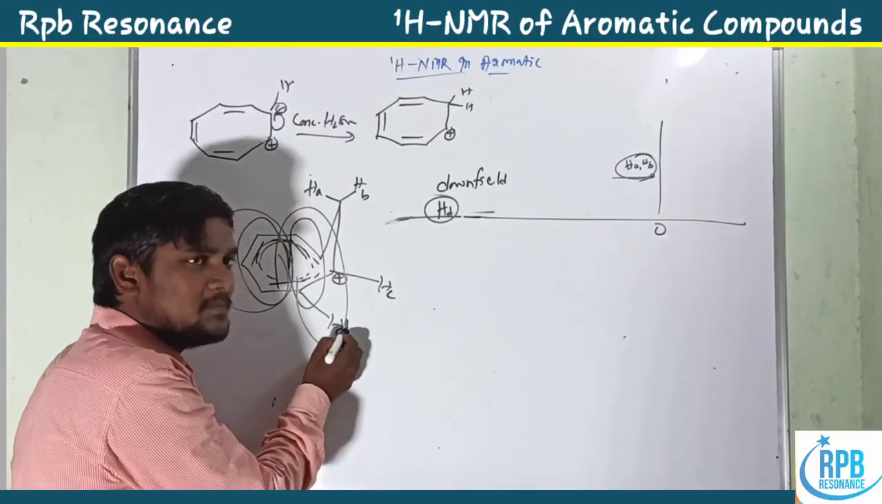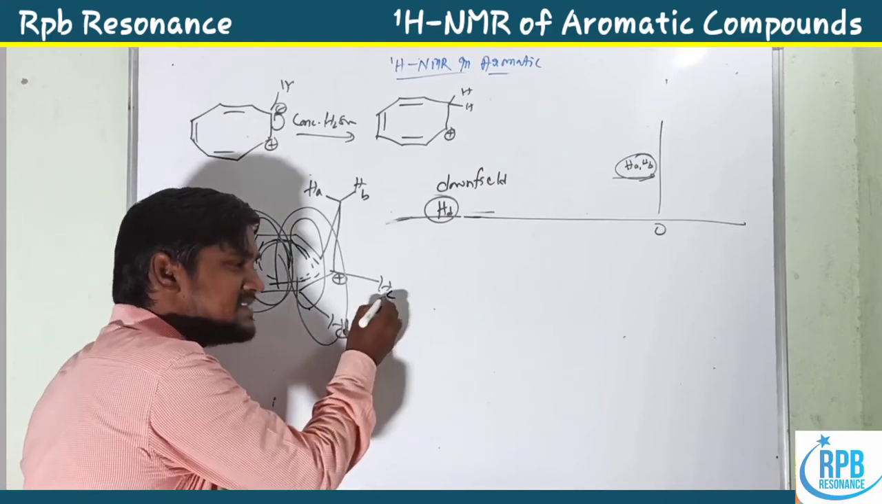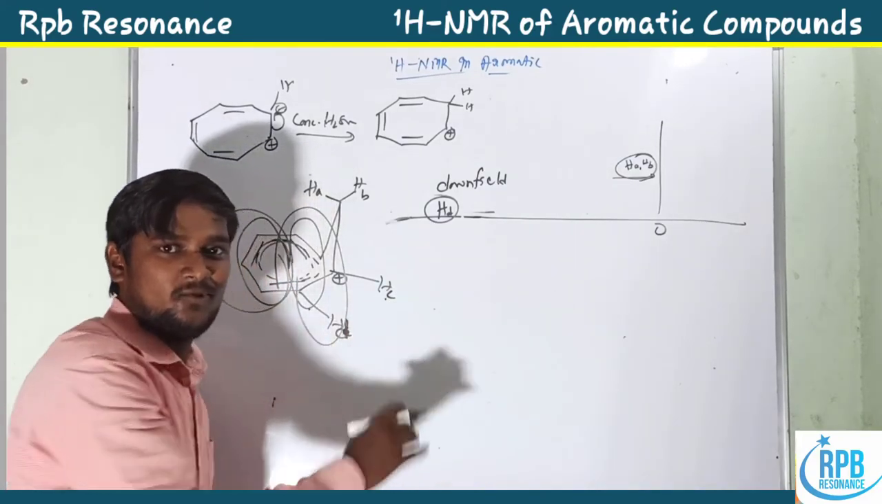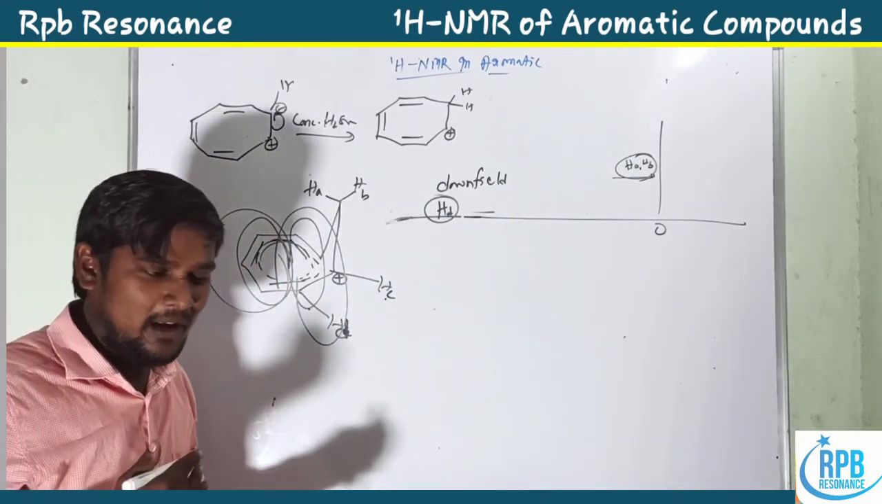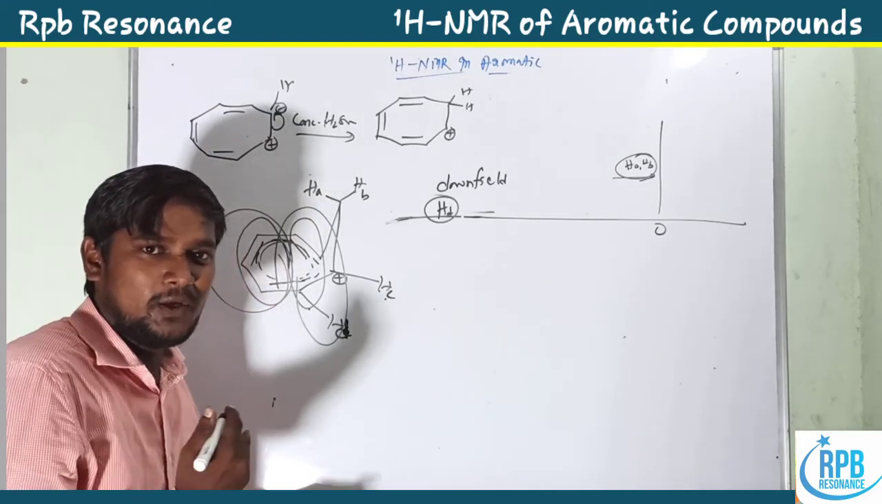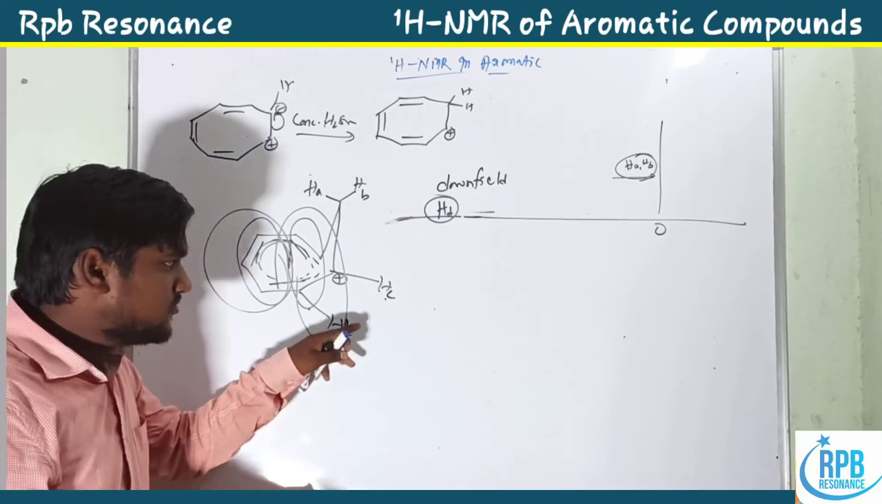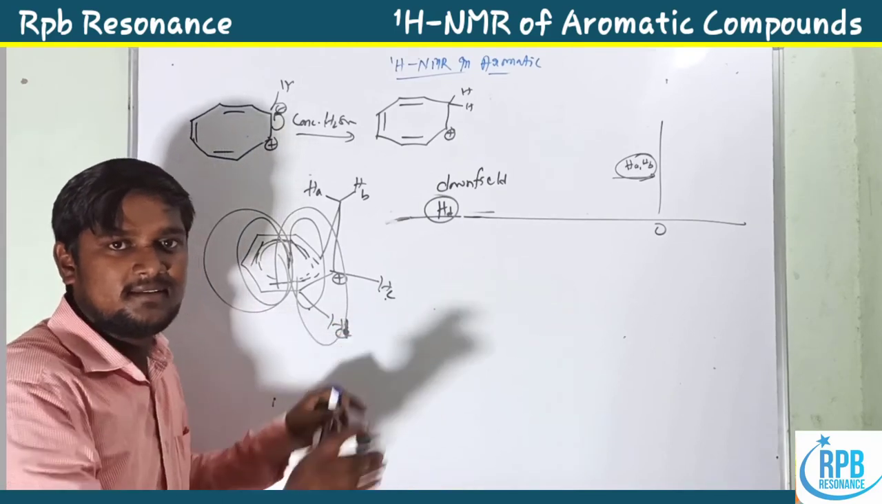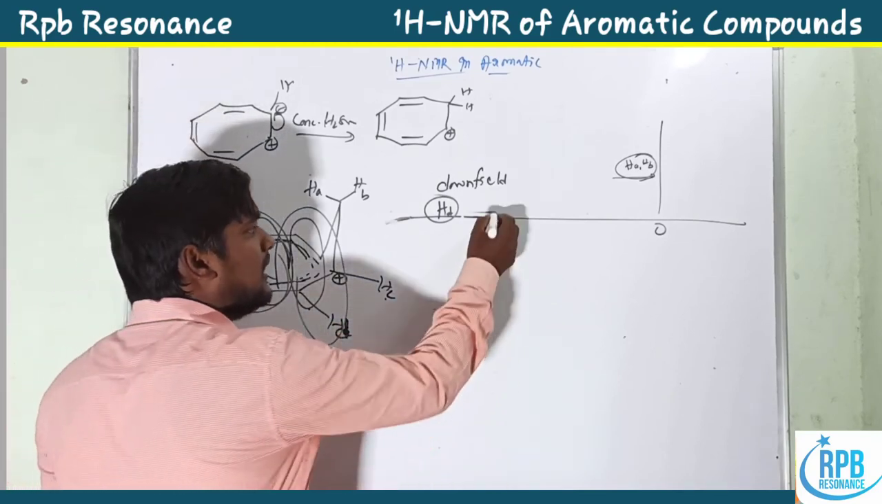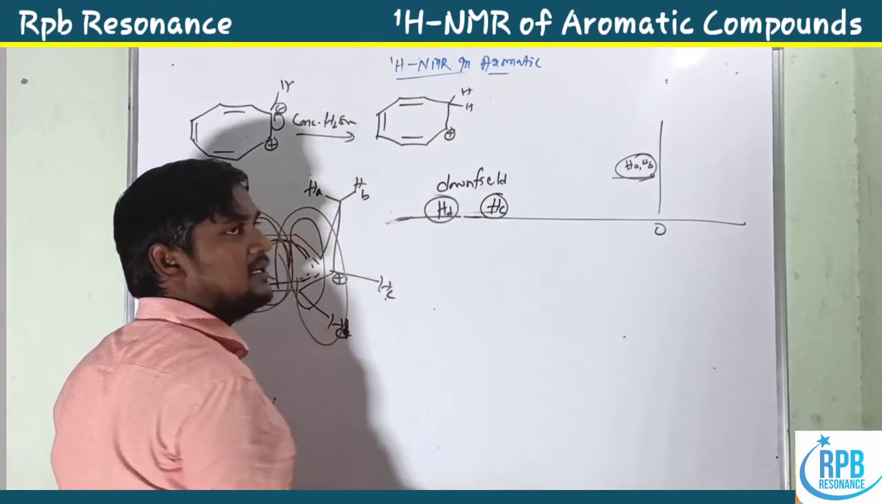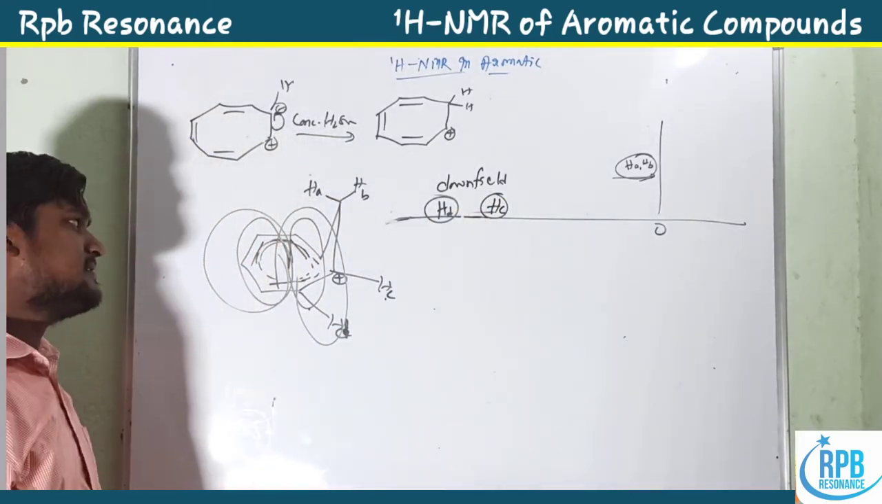So here HD is present in the para region, but HC is very far away from the anisotropy effect. If the protons are far away from the anisotropic effect, that is the ring current, their chemical shift value is decreased. That's why the HC value is lesser than HD. So HD is greater than HC in chemical shift value.